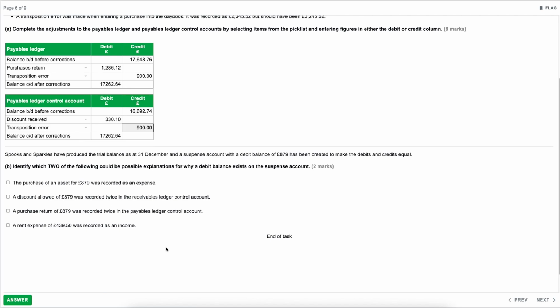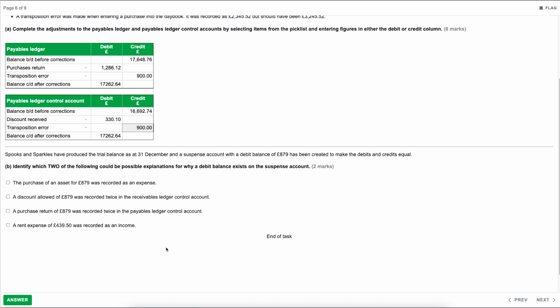So then, Spooks and Sparkles have produced the trial balance as at the 31st of December, and a suspense account with a debit balance of £879 has been created to make the debits and credits equal. Okay, so first we just need to think then, why would you have a suspense account with a debit balance? Well, that would be caused for one of two reasons. Either your credits are too high or your debits are too low. And by creating that suspense account with a debit balance of £879, it has brought your debits and credits equal.